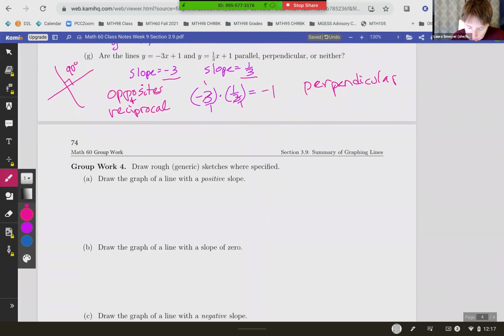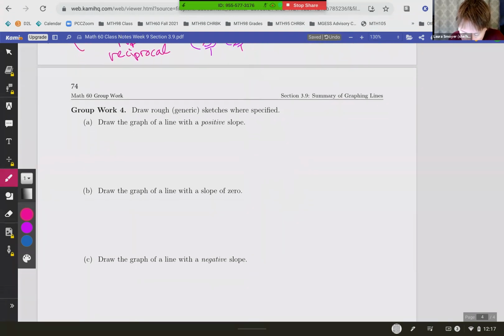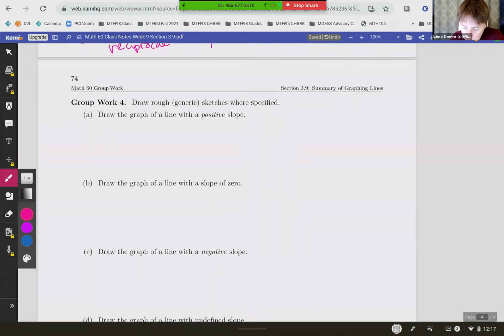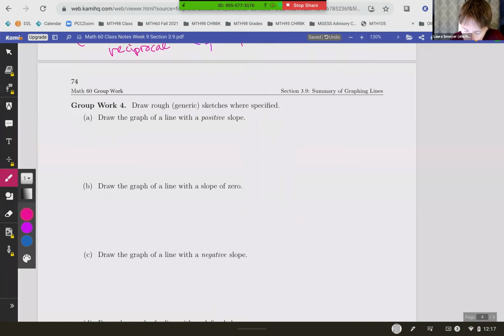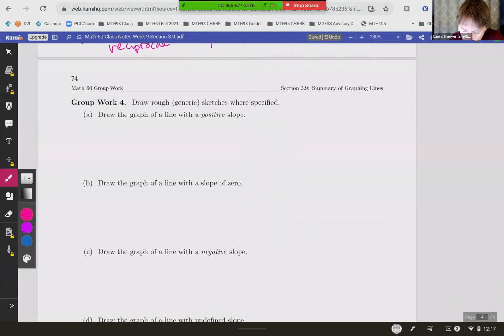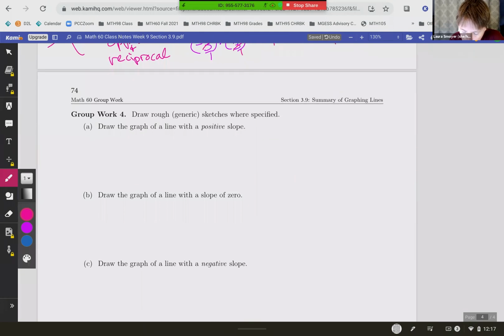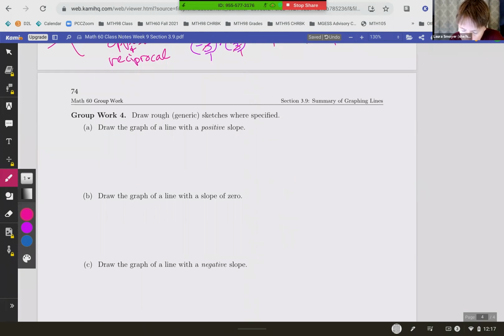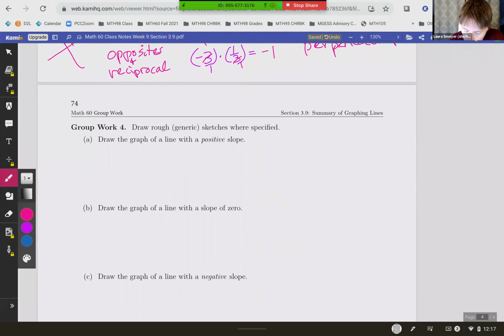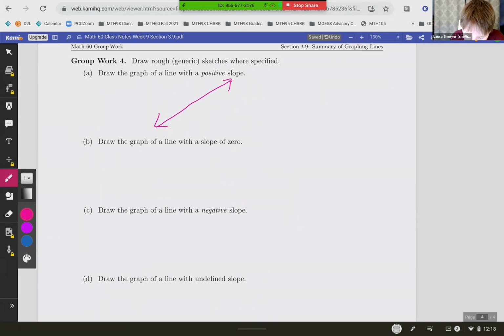All right, on to page 74. This one is just an overview of some generalizations that we can make about lines that will help us to estimate when we're graphing and help us to catch mistakes. If we have a line with a positive slope, when we graph it, we should see that it is moving in an upward direction as we move from left to right. If we have a line with a slope of 0, we should see that it is a perfectly flat line.